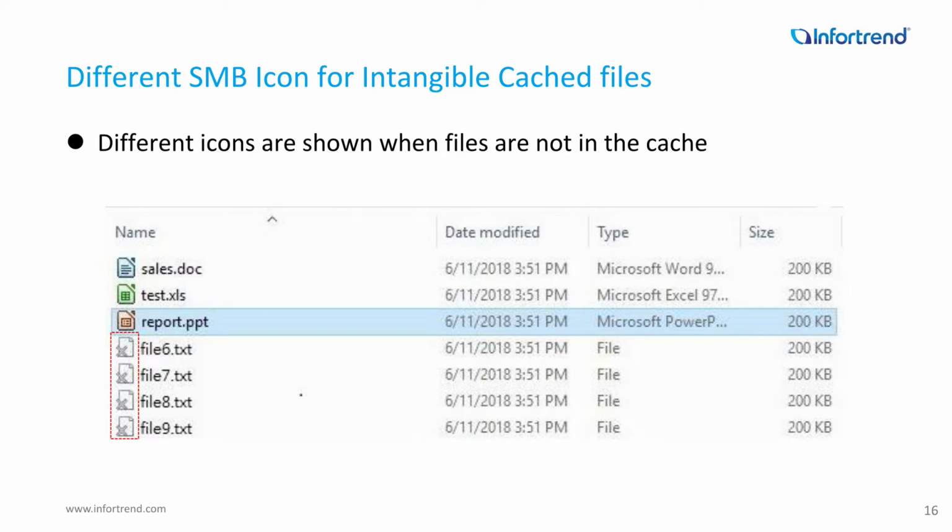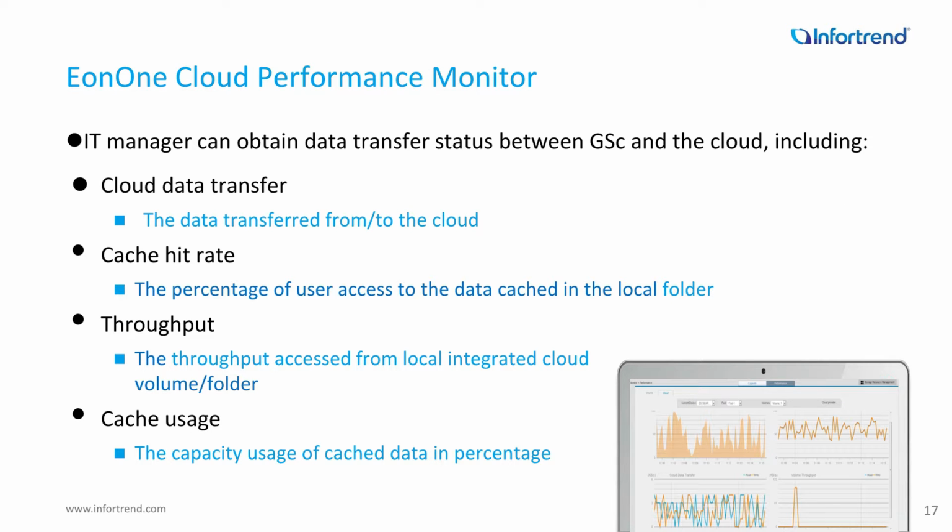The same option applies if they need to mark some files as high priority to improve access. They can recognize those high priority files by the icons. We also provide EON Cloud Performance Monitor, a management tool that monitors cache usage situations such as the amount of data being transferred, the percentage of the cache hit rate, the current throughput from local storage to cloud, and the cache usage that determines if you need to enlarge your cache.